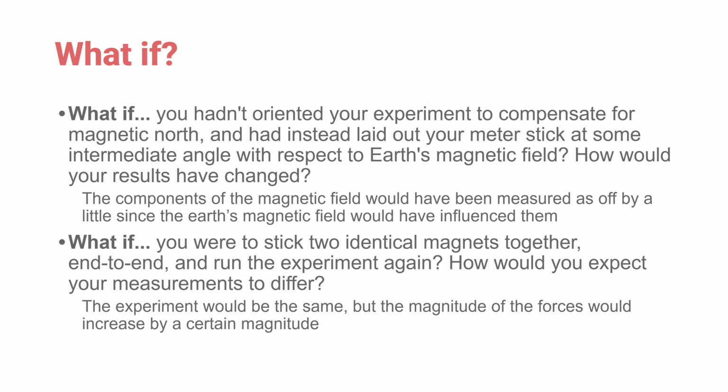What if you hadn't oriented your experiment to compensate for magnetic north and instead laid out your meter stick at some intermediate angle with respect to Earth's magnetic field? How would your results have changed? The components of the magnetic field would have been measured as off by a little, since the Earth's magnetic field would have influenced them.